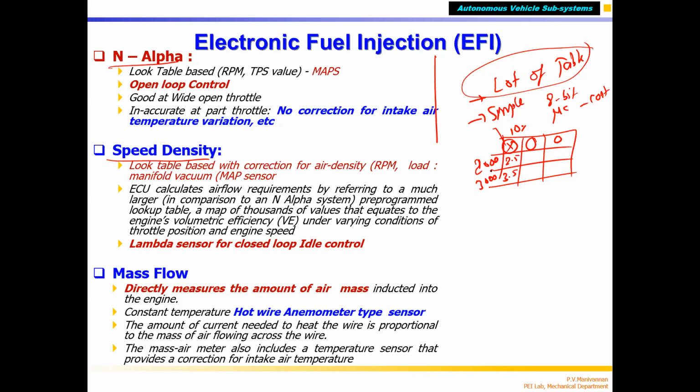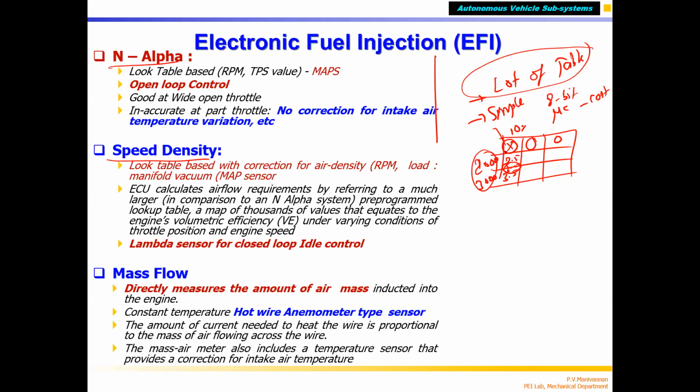If I run the engine at 2500, what should be the fuel injector opening time? It is in between, correct? We know the value is in between 2.5 and 3.5, so you have to go for about 3 milliseconds. How? There is no table for it. You do an interpolation, a linear interpolation. The ECU has to do that.